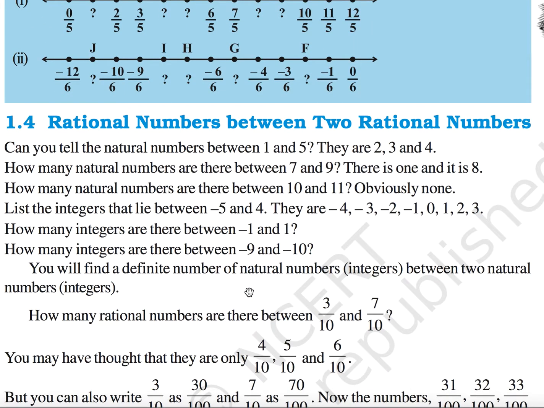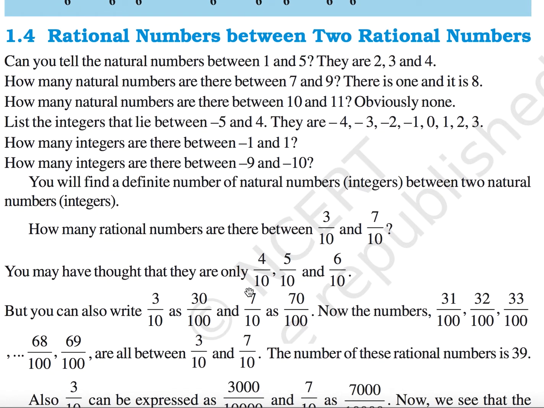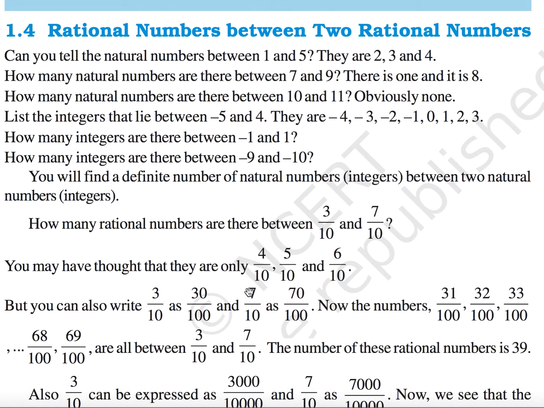Now, rational numbers between two rational numbers. Can you tell the natural numbers between 1 and 5? Yes, there are 2, 3, and 4. How many natural numbers are between 7 and 8? There is none. How many natural numbers are there between 10 and 11?